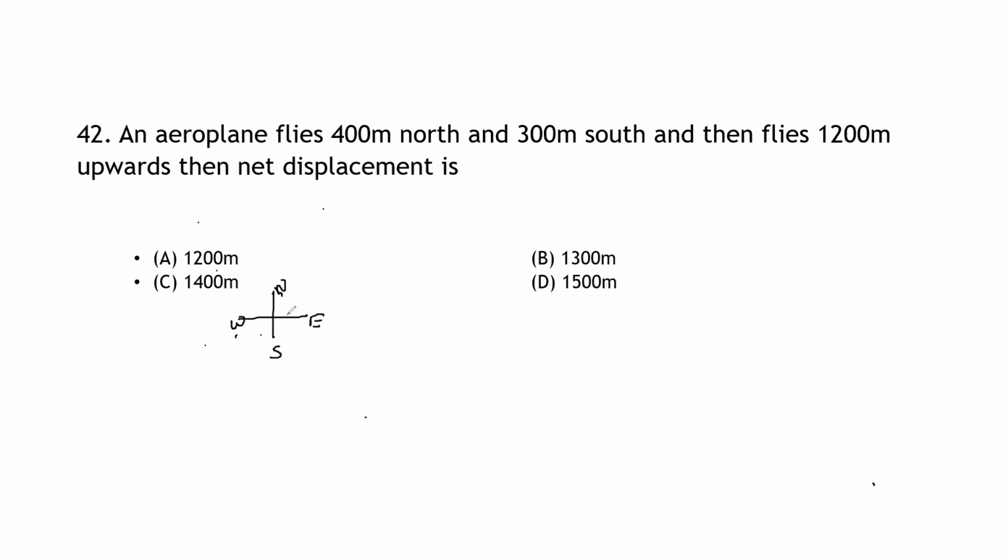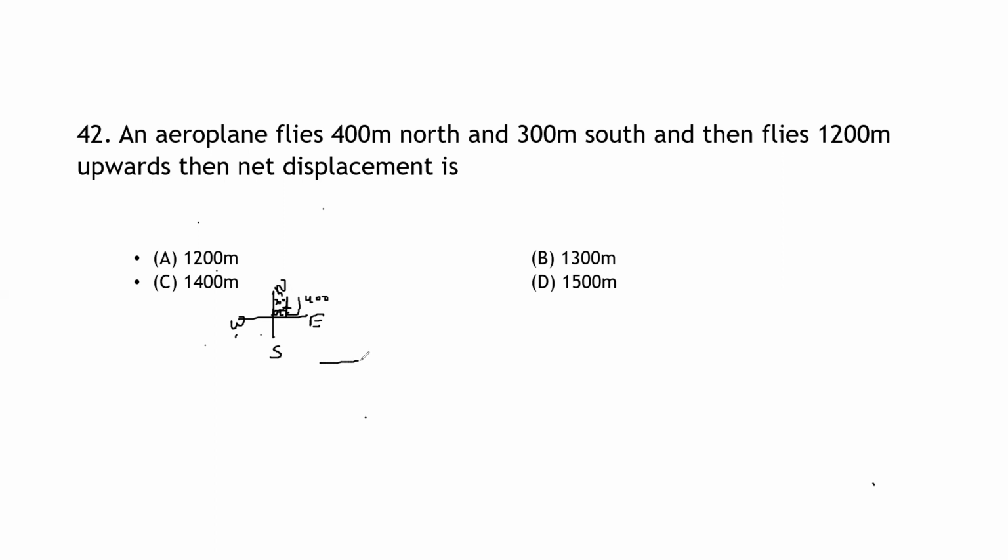So what it is said? It is said that an aeroplane flies 400 meter north. So this is 400 meter north. Then next 300 meters south. So 300 meters south means again like this. Okay. So from the origin to here it is 400 and here it is 300. Then flies 1200 meter upwards, then the net displacement is. So here the remaining is how much, it is 100. This becomes 100 meter, right?